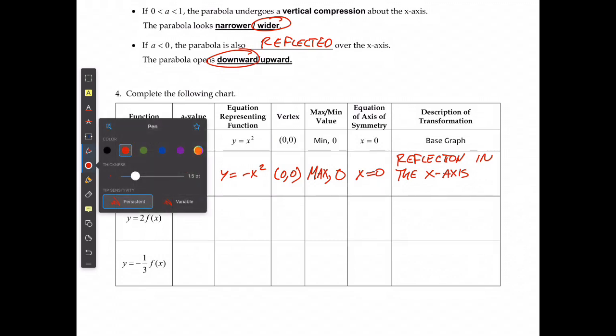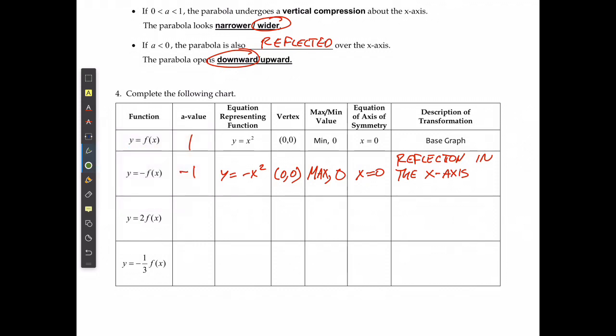In the second case, if I have a coefficient of 2, my a value is 2, my equation is y = 2x squared. It's not going to change the vertex. It is not negative, so it's still going to be a minimum of 0. I'm still going to have the axis of symmetry at x = 0, and the only thing that I've actually done is a vertical stretch by a factor of 2.